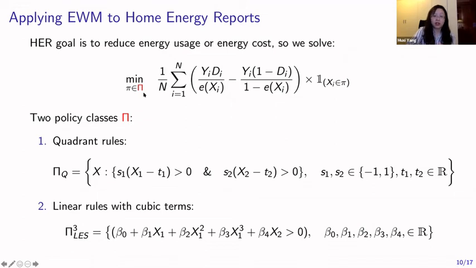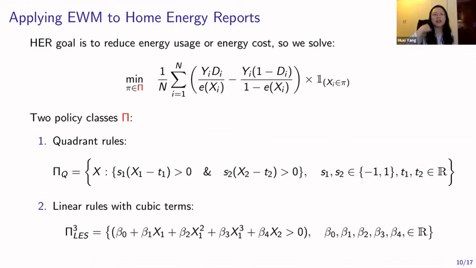We consider a two-dimensional characteristic space and two policy classes. The math is not important here. I just want to highlight that first, for quadrant rules, we basically need to solve for two treatment thresholds and two treatment directions. And the second type of policy class is linear rules with cubic terms, which allows more flexible partitioning of the characteristic space.